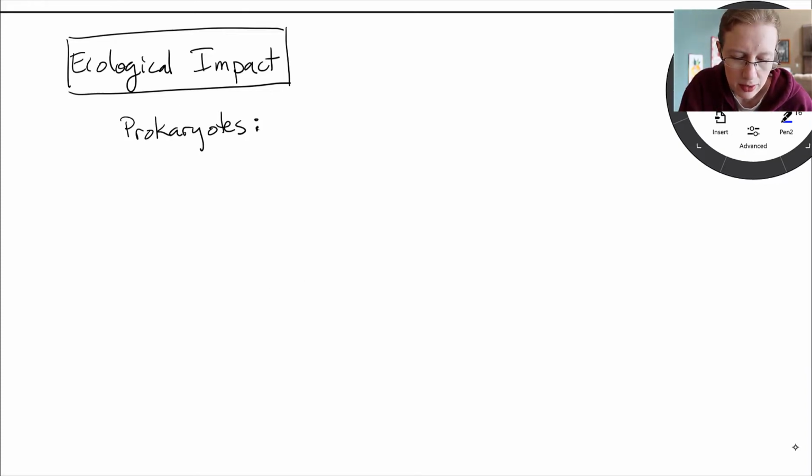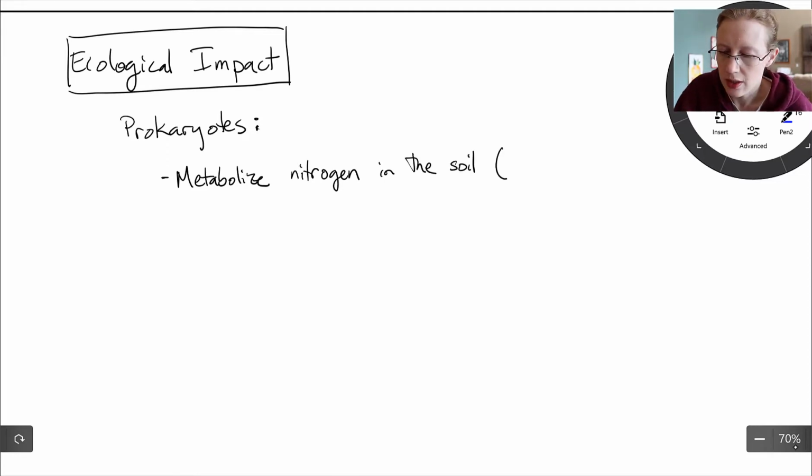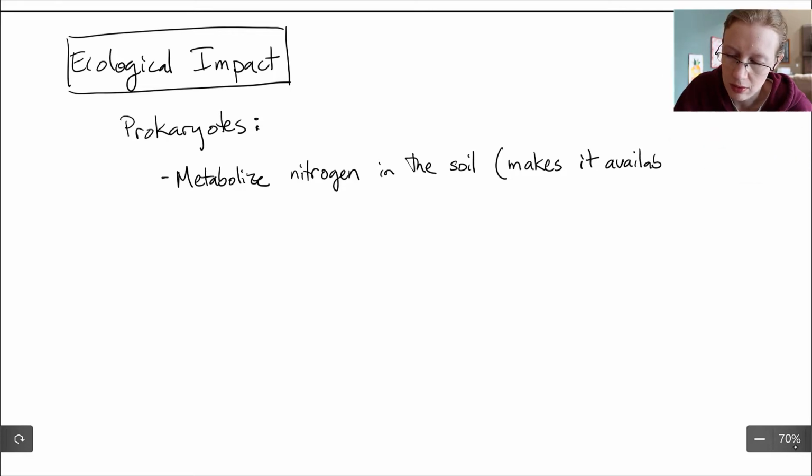So ecological impact. Okay, first thing is we're just going to list that specifically. Prokaryotes can metabolize nitrogen in the soil. And what that does is makes the nitrogen available for plants. So the bacteria use ammonia, which has nitrogen in it, break it down, that makes the nitrogen available for plants. And then once the plants take it up, animals can use the plants.